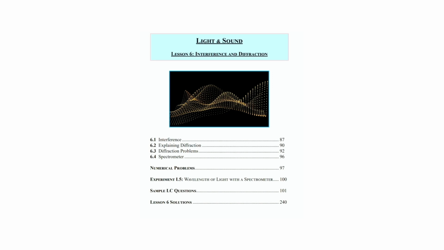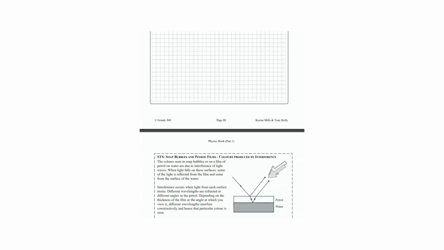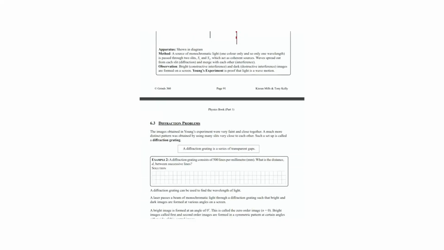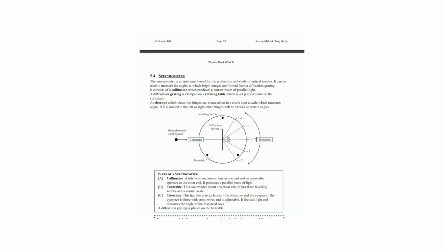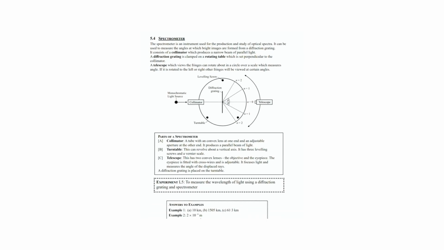You need to understand the spectrometer in order to be able to do experiment L5, which we will be doing later with the leaving cert question. So scroll down through your notes and get to that final part of this particular lesson. So we're on 5.4, the spectrometer. You need to be able to draw a diagram of the spectrometer.